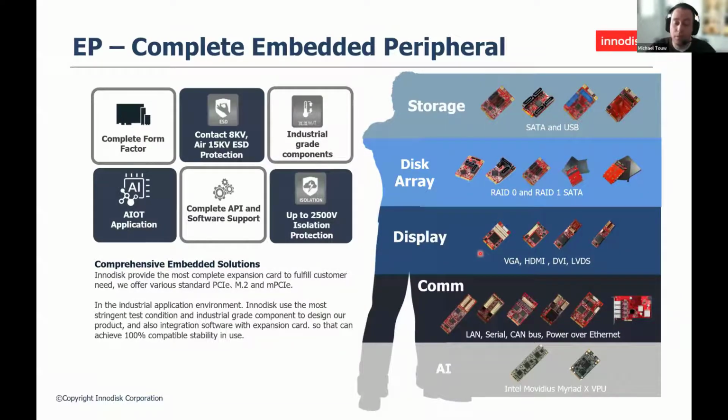Can be used, for example, in a factory where you have one system and a big conveyor belt where you need to have 2 or 3 displays connected. Communication in different versions, LAN, serial, CAN bus, etc. And we have AI, Intel Movidius Myriad.